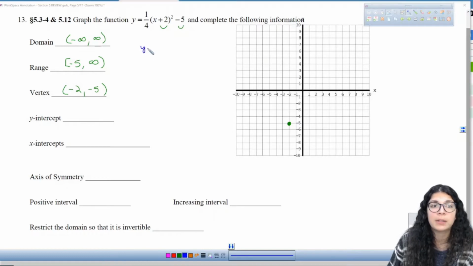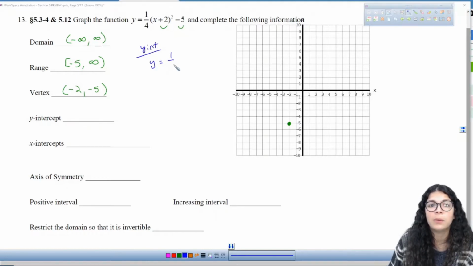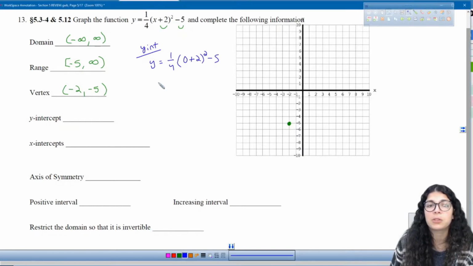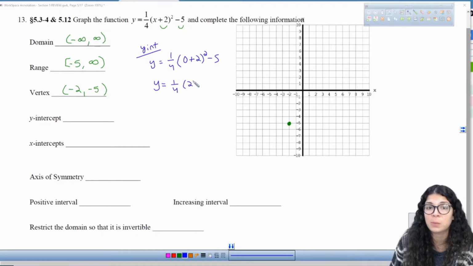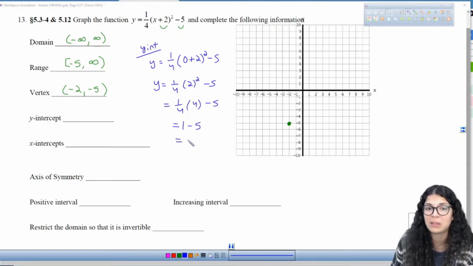Okay, to find the y-intercept, I need to set the x value to be 0. So y is 1/4 times (0 plus 2) squared minus 5. Now 0 plus 2 is 2, right? Remember, we need to do parentheses first. Then exponents, 2 squared is 4. Then multiplication, 4 times 1/4 is 1. And then subtraction, 1 minus 5 is -4. So your y-intercept is -4.